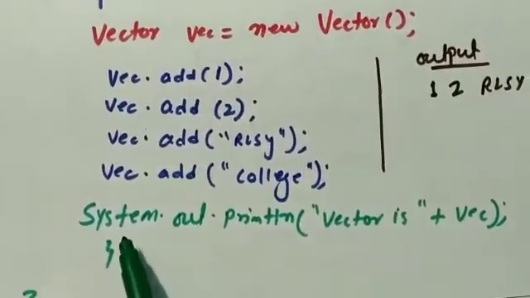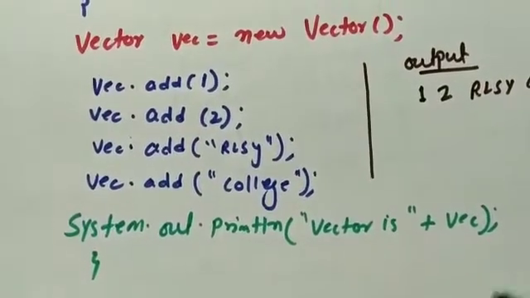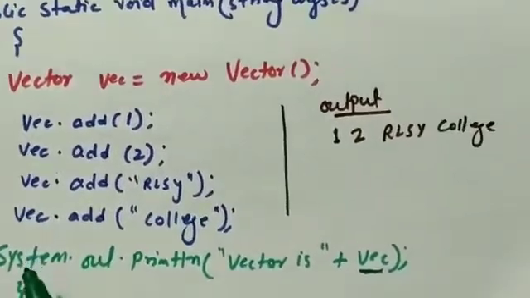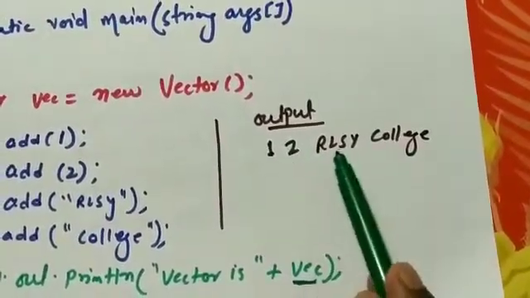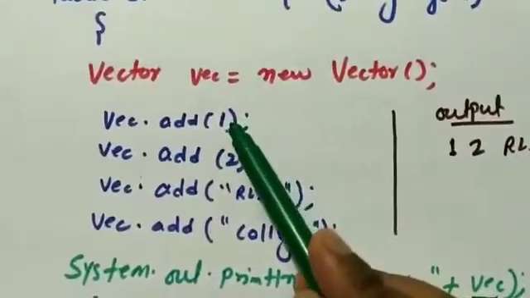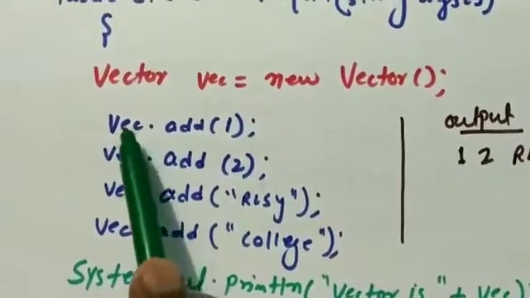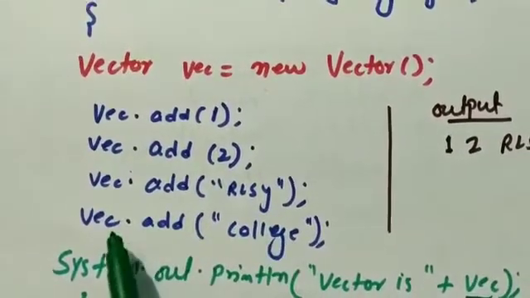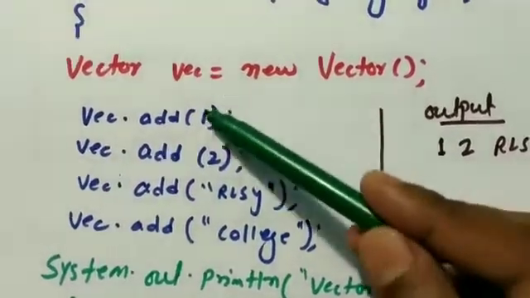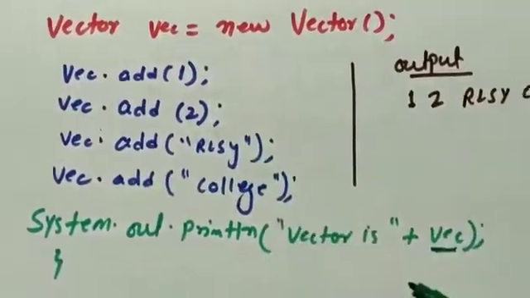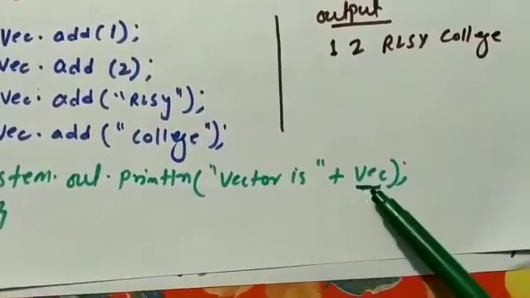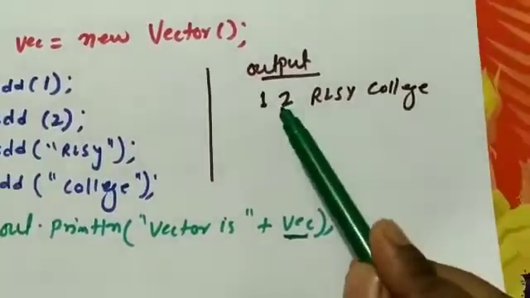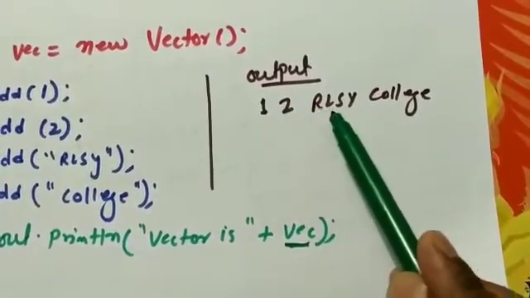Now the next line is System.out.println("Vector is " + vec). That means this is the vector I have just mentioned. And see the output: 1 2 RLSY college. I have just added the items to this vector. 1 is added, 2 is added, RLSY is added, college is added to vec. So these are the indexes: 0 index, 1 index, 2 index, 3 index. Finally, System.out.println prints this vector, and you can see the output 1 2 RLSY college.